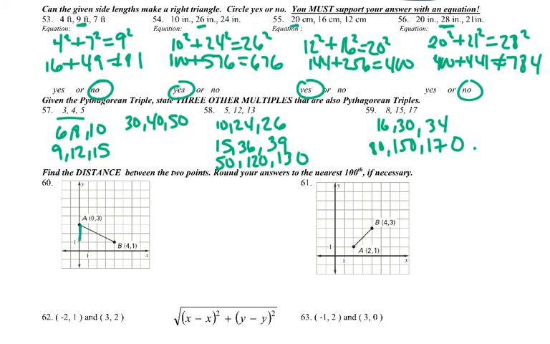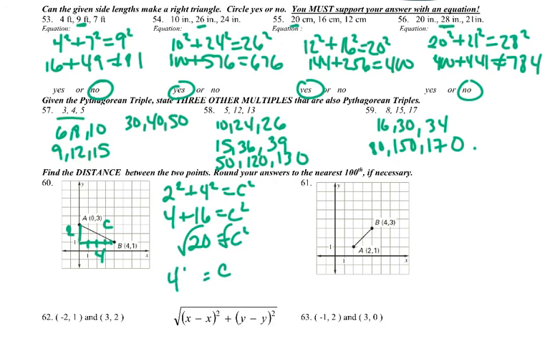For the distance formula, we're just going to count. That side's 2, 1, 2, 3, 4, that side is 4. You're always looking for the hypotenuse, which is the c squared. This one's not going to come out even, so you're just going to take the square root of 20, so 4.47.